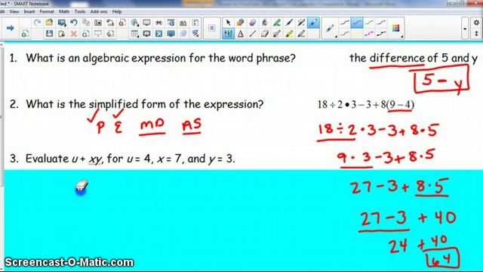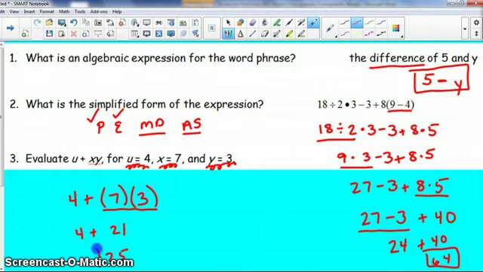For number 3, it says to evaluate. And so we know that u is 4, x is 7, and y is 3. And so what we do is we go in and we substitute. Instead of u, we write 4 plus x is 7, and y is 3. Then we follow our order of operations. We have to multiply before we add. 4 plus 21, which is 25. And that's the answer to this number 3.